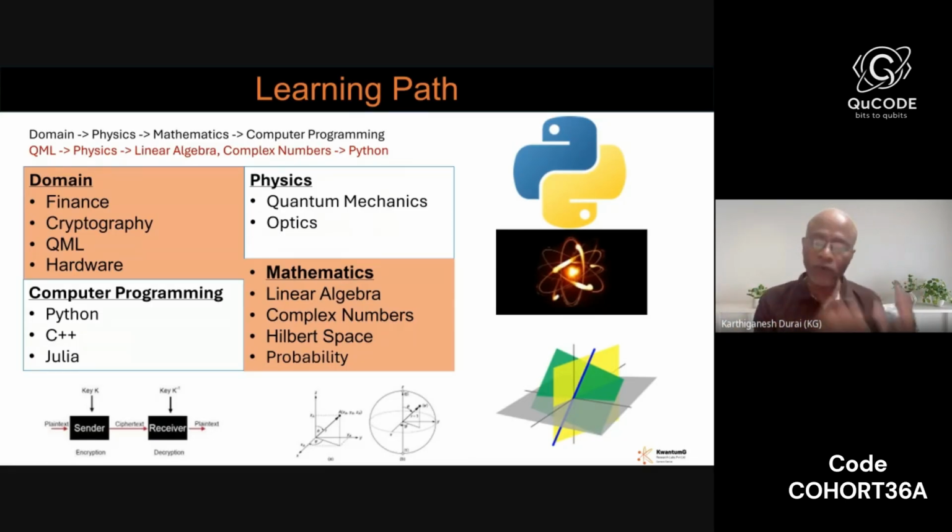Then if you are a software engineer, obviously you will choose computer programming as your vertical. You can choose Python, C++, Julia. Most of you will start with Python, nothing wrong in it. But my personal recommendation, don't assume that Python is the implementation language. Be prepared to learn C++ and Julia also.